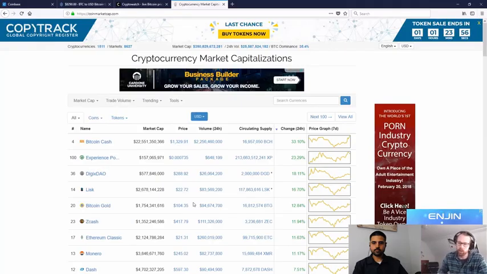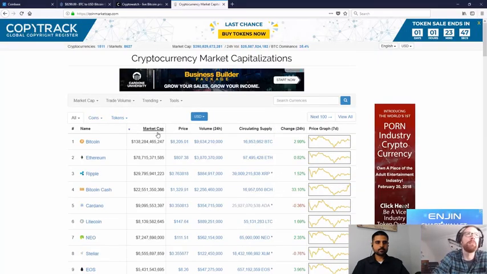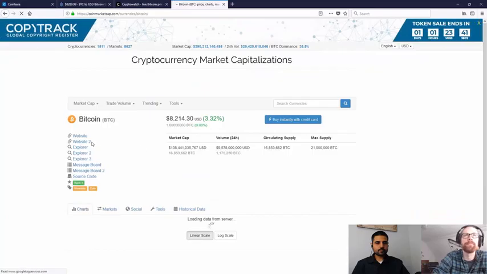Because obviously, we want to be trading currencies or stocks that are moving quickly. So these show us the ones that are moving the most. You can also sort by market cap. If we click here on Bitcoin, we can look at this a little bit more closely.